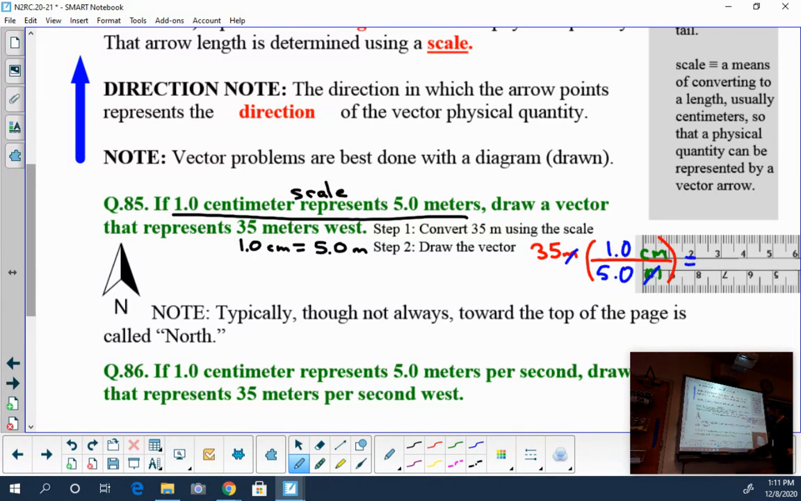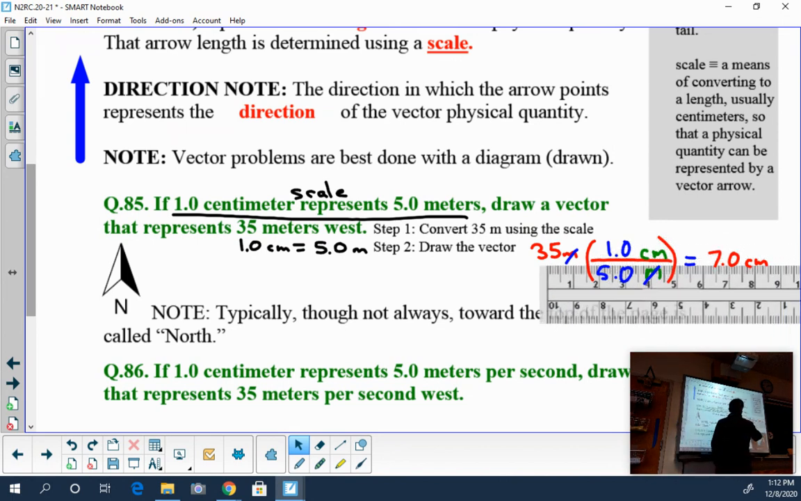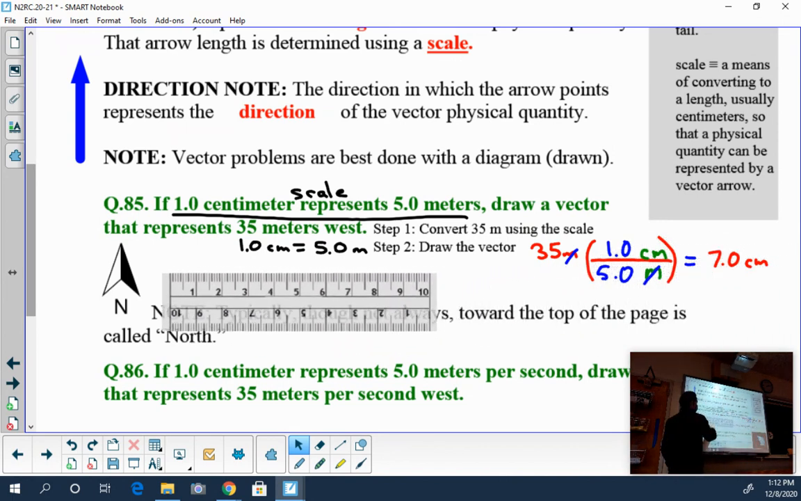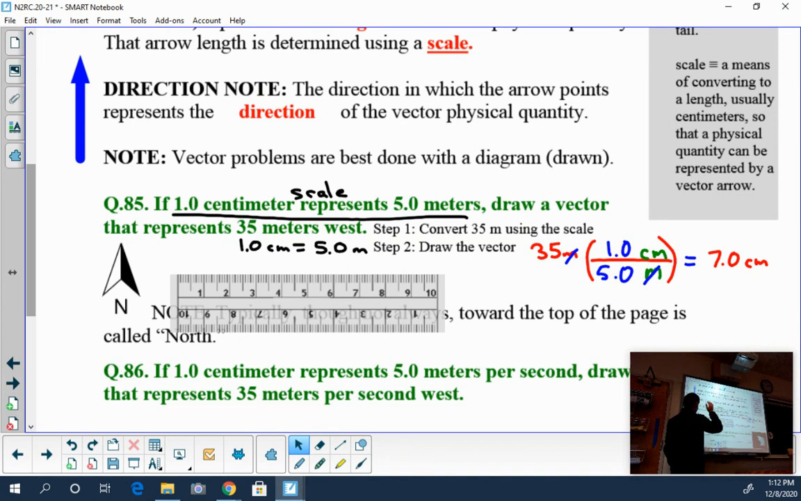Boom, boom. And of course, you get 35 over 5, 7 centimeters as a length, as we expected. Okay, so how do we actually do this? You got to draw your vector carefully, because if you make it too long, it doesn't represent 35 meters anymore. It represents some different length. If you get it too short, it doesn't represent 35 anymore.